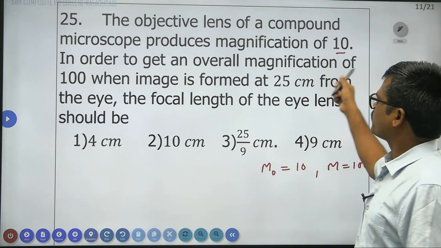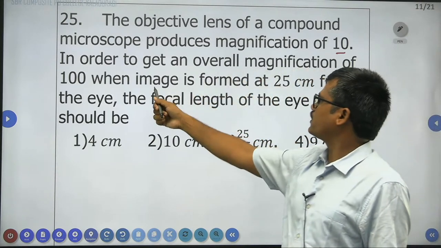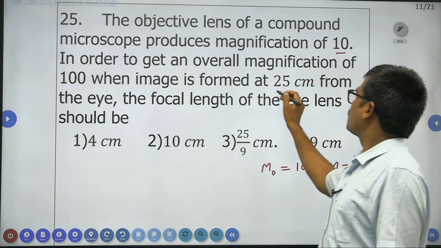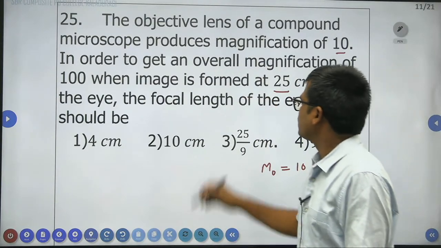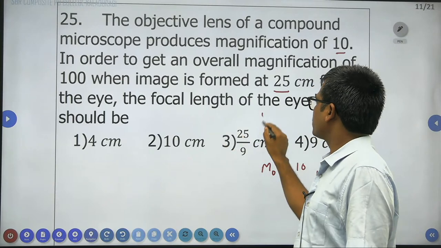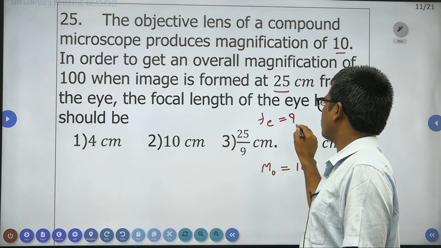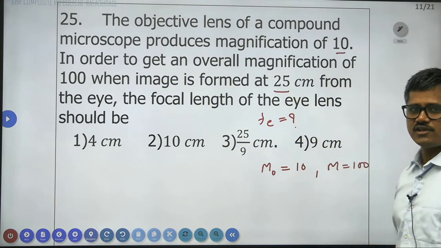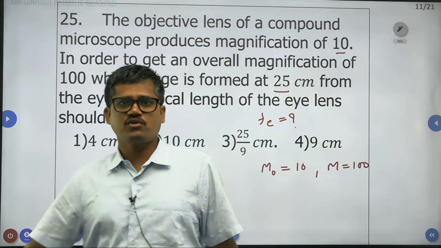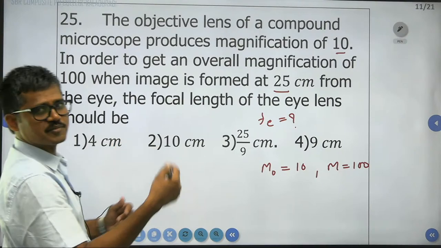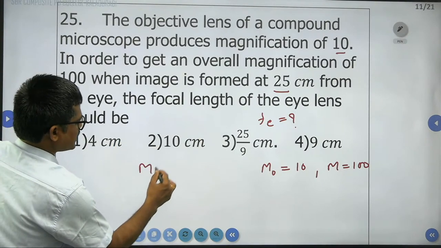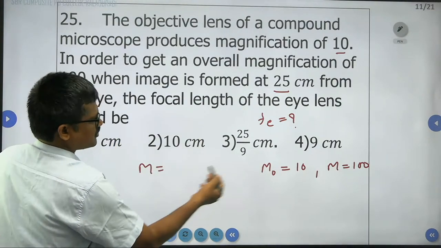Overall magnification of 100 when the image is formed at 25, which means the least distance of distinct vision from the eye. They're asking for the focal length of the eye lens. Where is the image forming here? At 25. Then what is the formula for magnification of a compound microscope when the image is forming at the least distance of distinct vision?